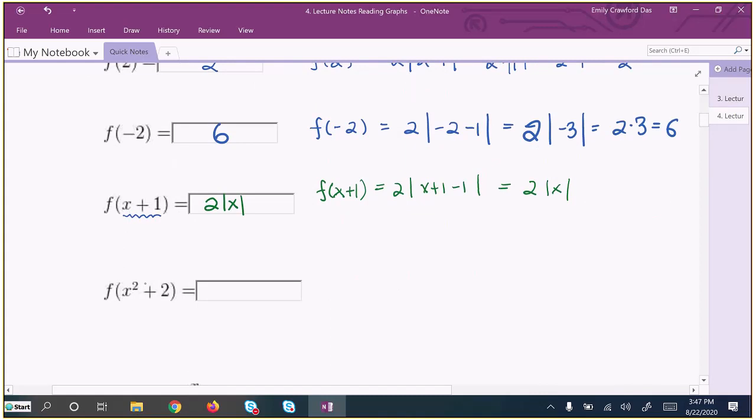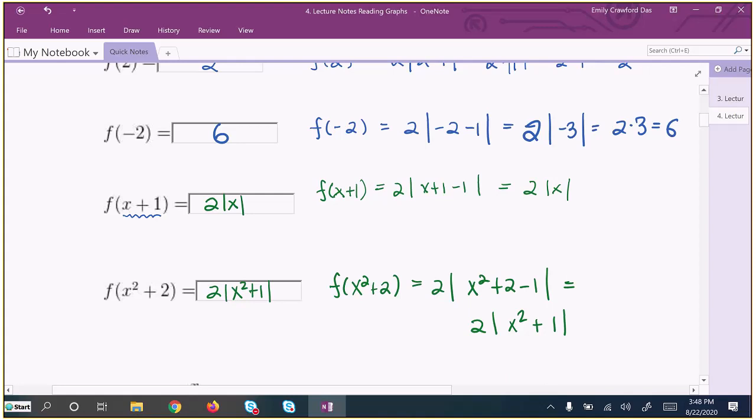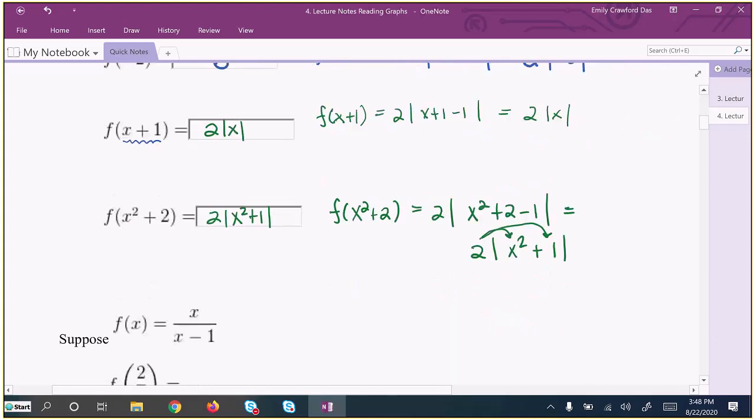If I replace x by x squared plus 2, that's f of x squared plus 2 is 2 times absolute value of x squared plus 2 minus 1. That's 2 times absolute value of x squared plus 1. So that will be my answer. When I get to the point where there's nothing else I could simplify, then I just stop. If I wanted to, I could multiply by 2, but I'm not really sure, so I'm just going to stop, and that's perfectly fine.